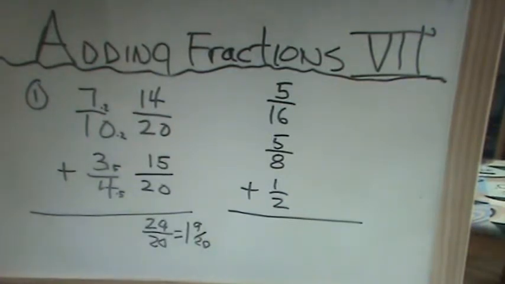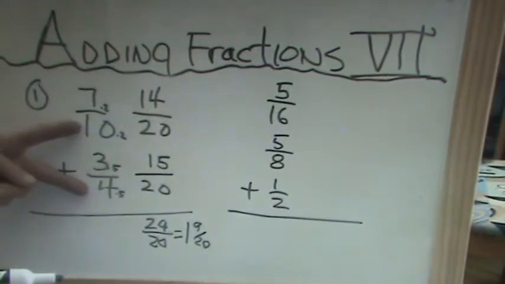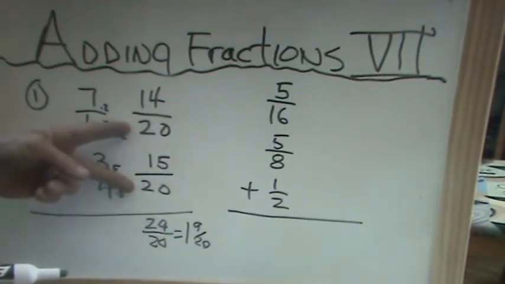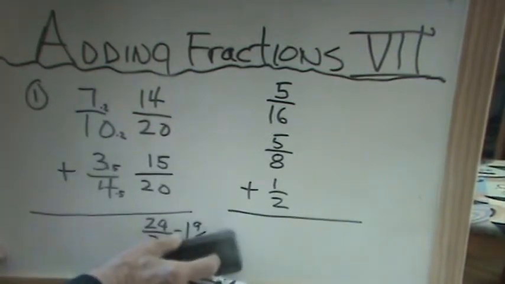The part about this problem is, up until now, one of these numbers has always been a number we could use as the denominator. But in this case, we had to raise both of their names to 20ths.